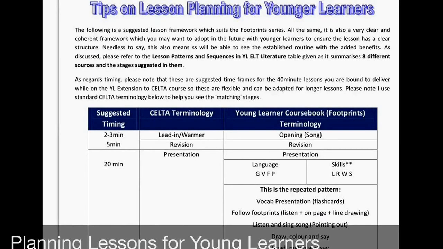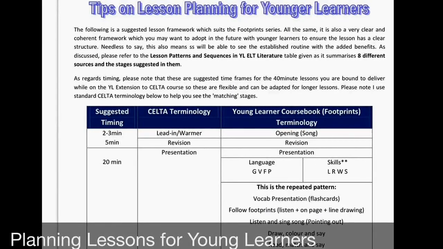Let's move on to tips on planning for young learners. So for the younger learners, this is the same handout that you got. It says the following is a suggested lesson framework which suits the Footprints series. All the same, it is also a very clear and coherent framework which you may want to adopt in the future for younger learners to ensure the lesson has a clear structure. Needless to say, this also means students will be able to see the established routine, with added benefits. As discussed in class, please refer to the lesson pattern sequences in Young Learner ELT literature table given, as it summarizes 8 different sources and the stages suggested in them.